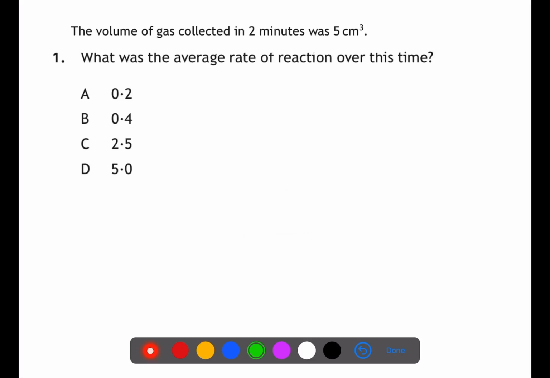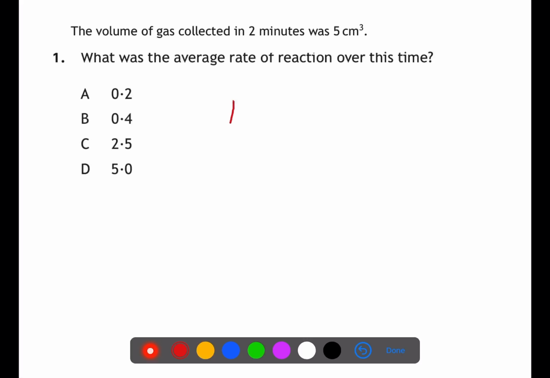Today we're going to be looking at section 1, the multiple choice of the 2019 National 5 paper. Try this paper yourself and then use this video to help you mark it. For questions 1 and 2, they both relate to the first sentence. The volume of gas collected in 2 minutes was 5 centimetres cubed. What was the average rate of reaction over this time?